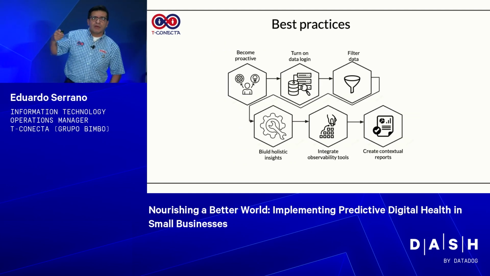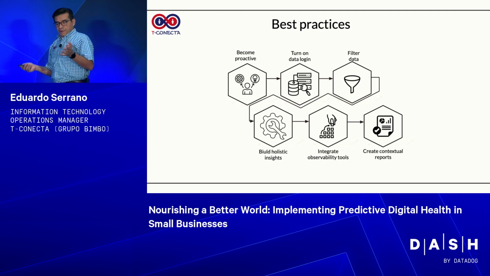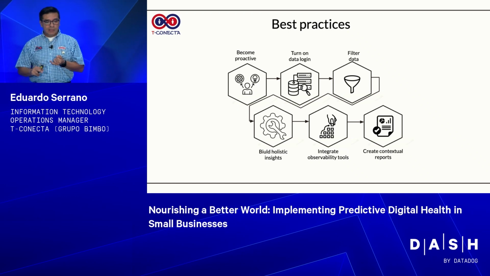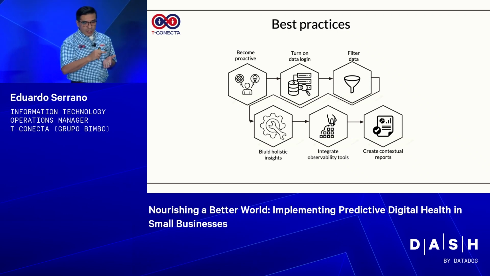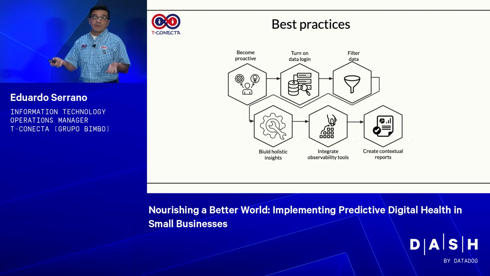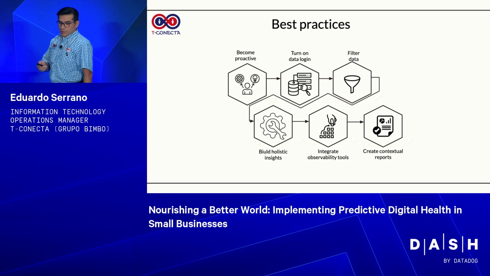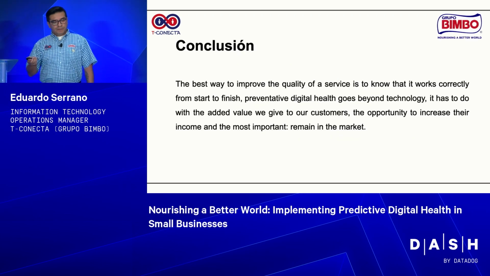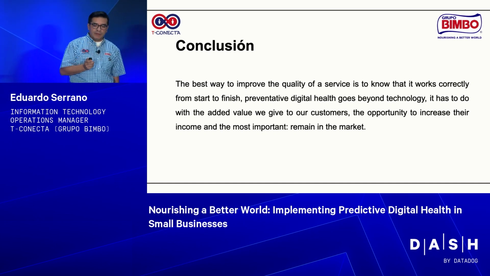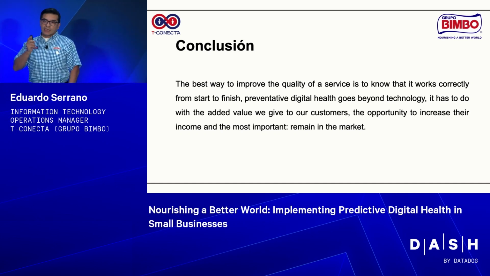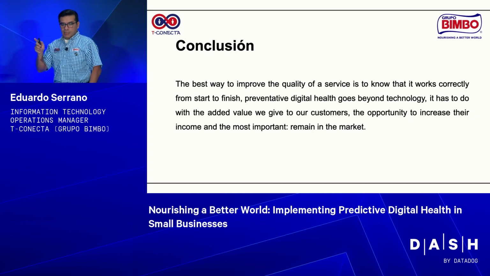Our recommendation about the best practices to implement observability tools: the first thing is to become proactive, turn on data logging, filter the data, build holistic insights, integrate observability tools. Of course, Datadog is the best, and create contextual reports. In conclusion, the best way for us to improve the quality of a service is to know that this service works correctly from start to finish.